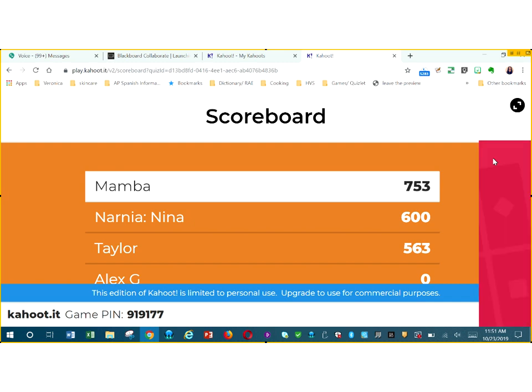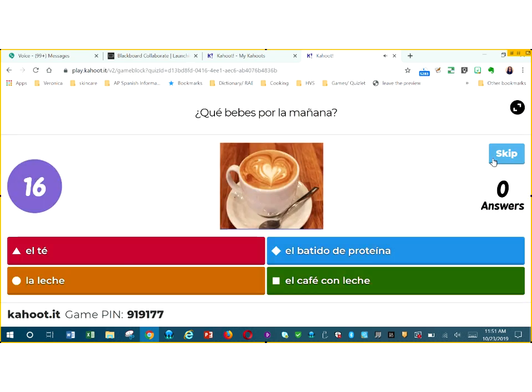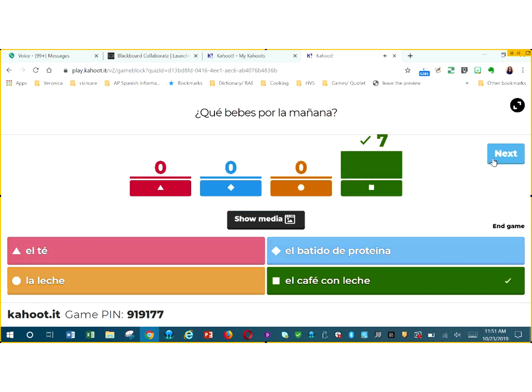Very good. Okay, next. We have, ¿qué bebes por la mañana? El té, la leche, el batido de proteína, el café con leche. And all of you got el café con leche. All of you should know all of them except the third one, el batido. El batido is a shake.